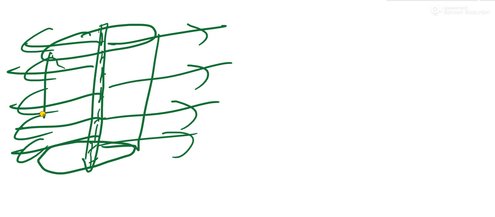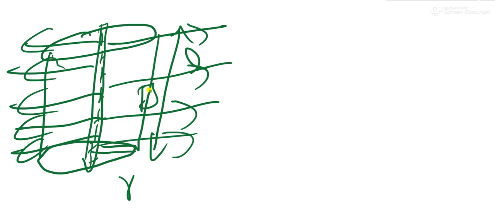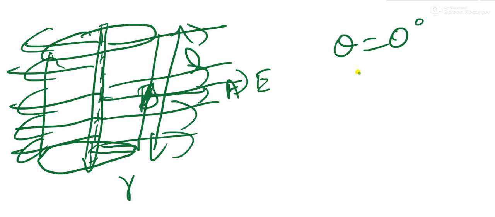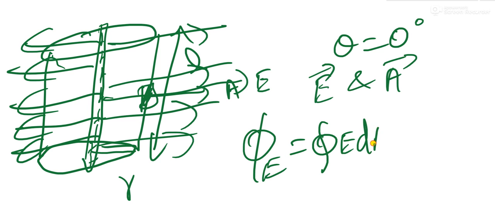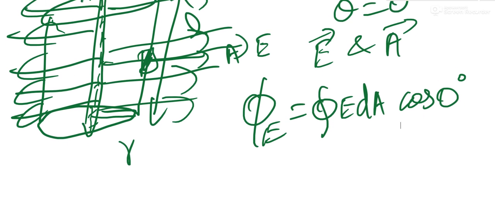The height of the cylinder is going to be L. I have taken a smaller area here, which acts this side, and the electric field also acts this side. So theta will be 0 degrees, the angle between E and A is 0 degrees. So electric flux is equal to the closed integral of E dA cos theta, and cos 0 degrees will be 1, so the closed integral of E dA.